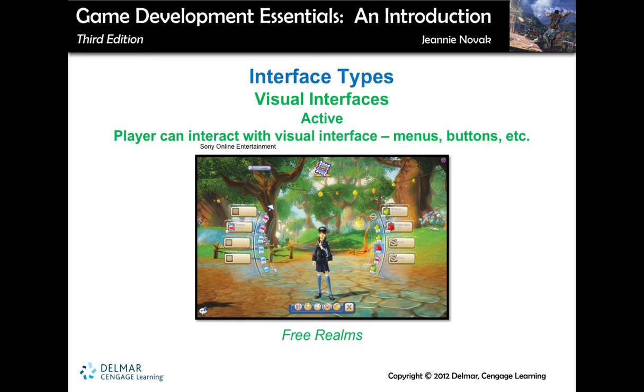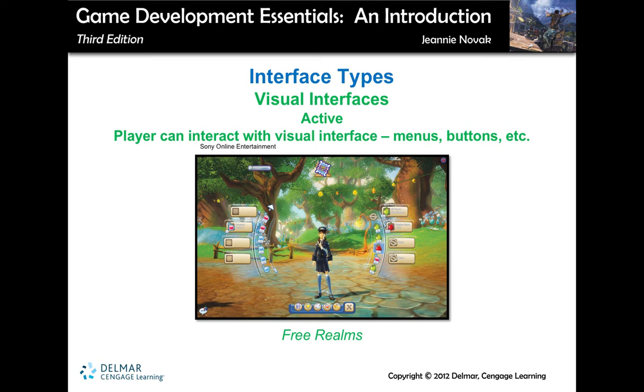So visual interfaces, that's what you see. The other ones were physical. We talked about physical or manual interfaces. That's how you physically use something to interact with the game. Visual interface is how you interact with the game by what you see on the screen.